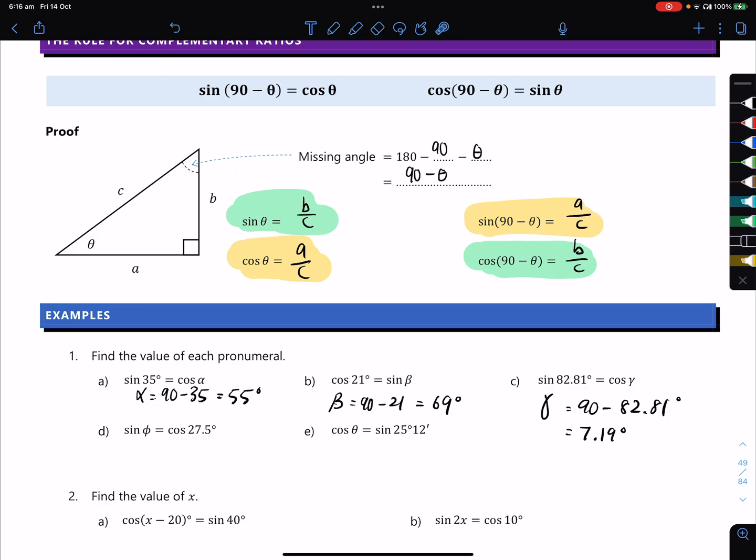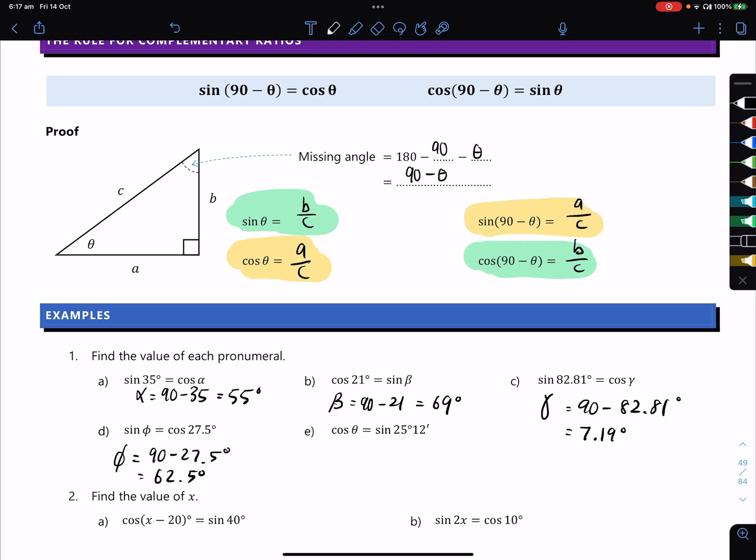We're going to do the same thing here. These are complementary ratios, and 90 minus the angle here should give us the value for phi. So phi would equal 90 minus 27.5 degrees. 90 minus 27.5 is 62.5 degrees.